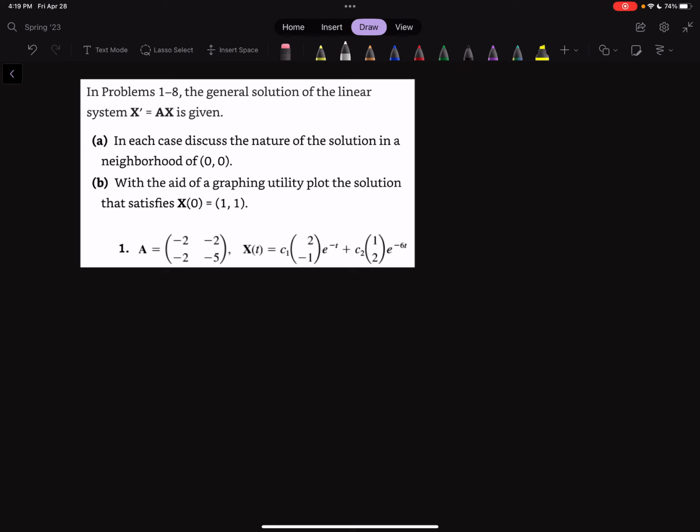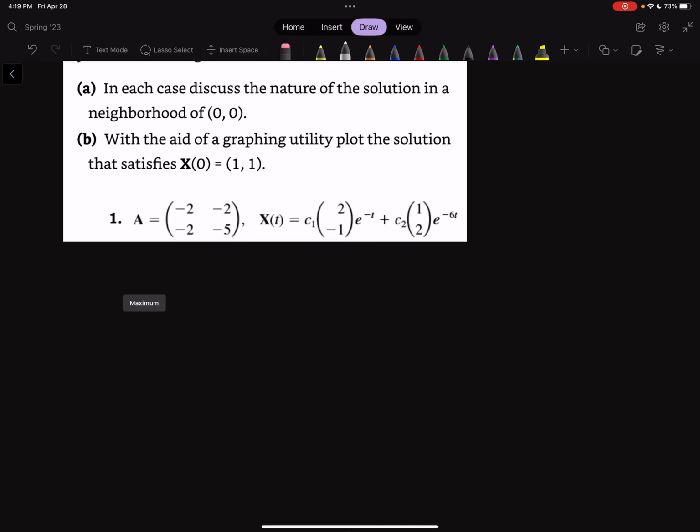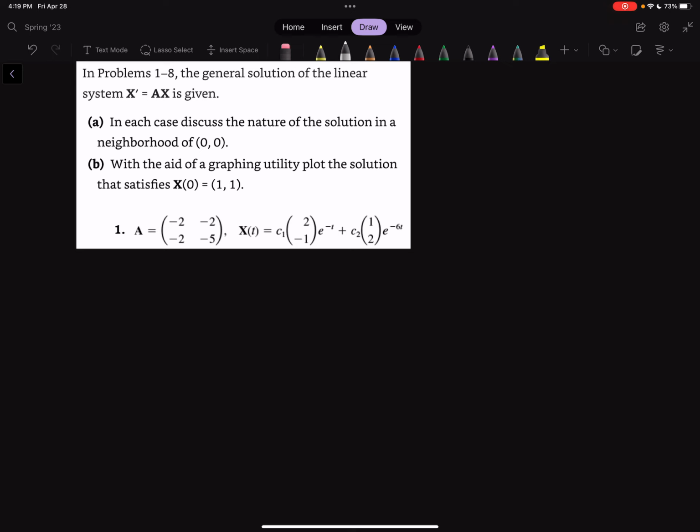In problems 1 through 8, the general solution of the linear system x prime equals Ax is given. So they're telling us, hey, you have a system of this form, and I'm giving you a solution. What we used to do is find the solution ourselves, but here they want us to focus on just looking at the solution. In each case, discuss the nature of the solution in a neighborhood of 0, 0. Well, what happens at 0, 0 if I just focus on my solution?